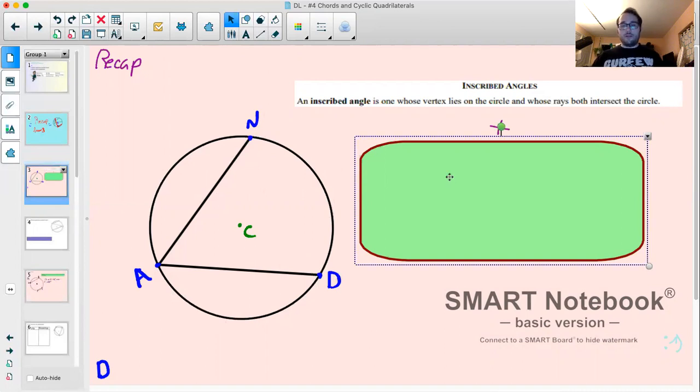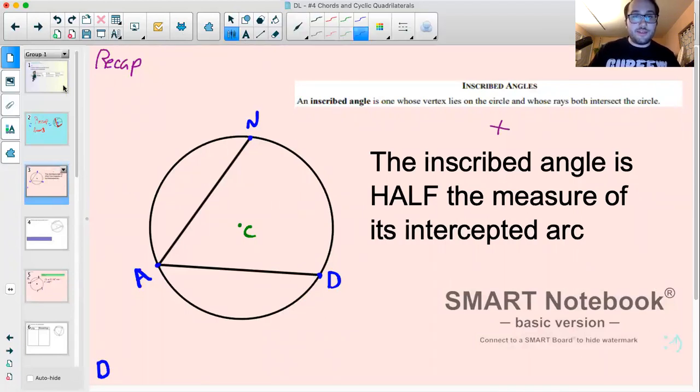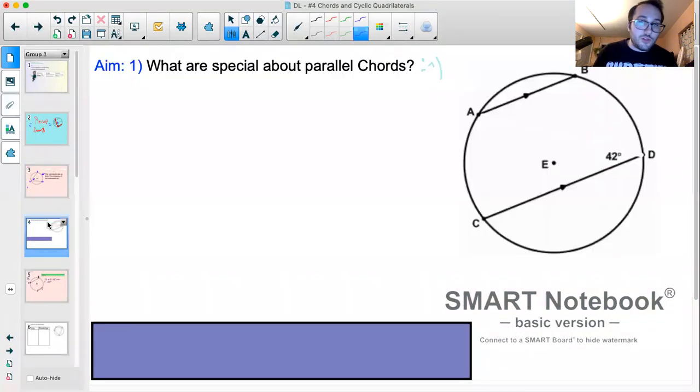We also learned about its special property, that the angle is half the measure of the intercepted arc. So let's say, for example, that this angle was 30 degrees. The intercepted arc, which is arc ND, if the angle is half, then the arc is double. So our arc must be 60 degrees. Again, let's use our property: the inscribed angle is half the measure of the intercepted arc. Is that true? Yeah, 30 is half of 60. Boom. All right. So the first thing that we're going to talk about today is what's special about parallel chords.